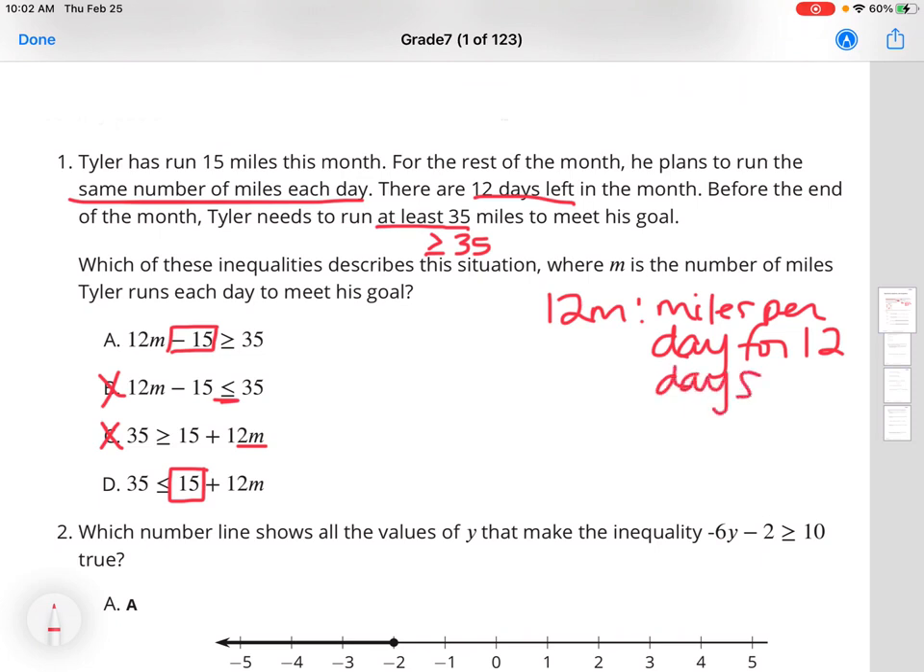And he's already run 15 miles this month. And for his total, he needs to be at 35 or more. So after I figure out how many miles he runs in 12 days total, then I would need to add 15 to that. So D would be my correct answer because the 15 is included towards the 35 miles.